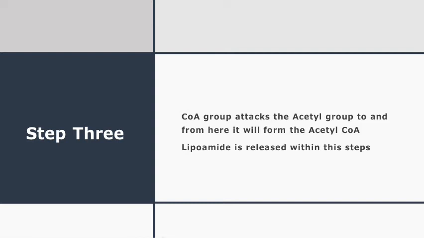Now we are on to step number 3. So now that we have formed that CoA group, that group in the process is going to attack that acetyl group. And from here, it's going to form that acetyl-CoA that we've been looking for. And during this step, also, the lipoamide is released.